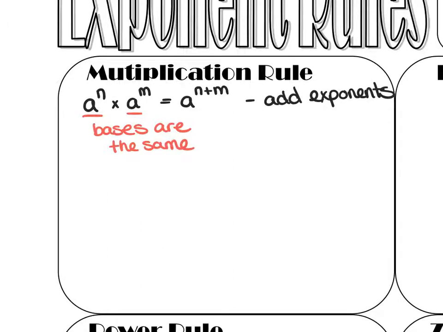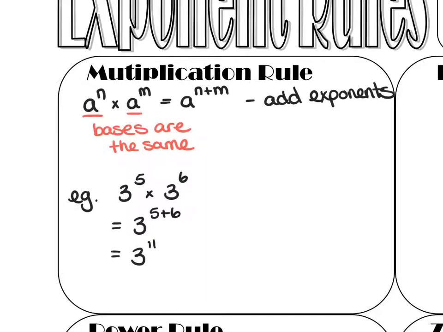So let's do a quick example. Let's say we have 3 to the 5 times 3 to the 6. In order to combine them together, all you're going to do is add the exponents, and it becomes 3 to the 11.